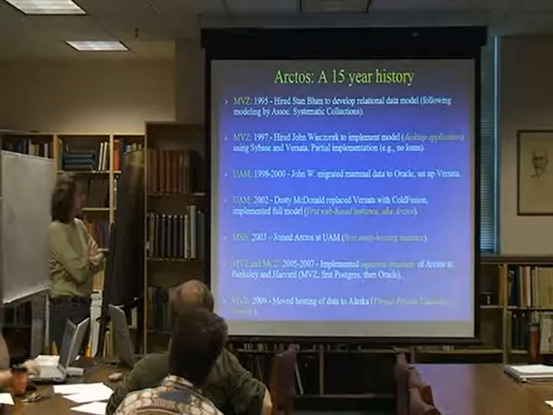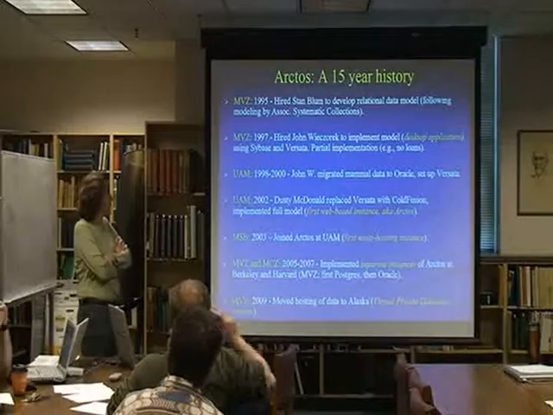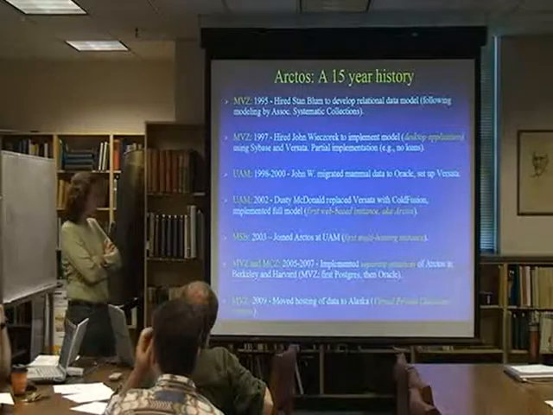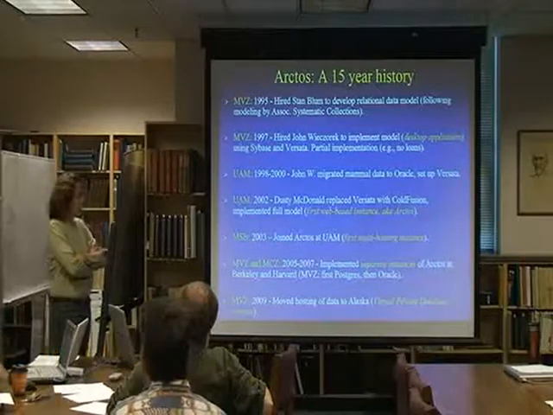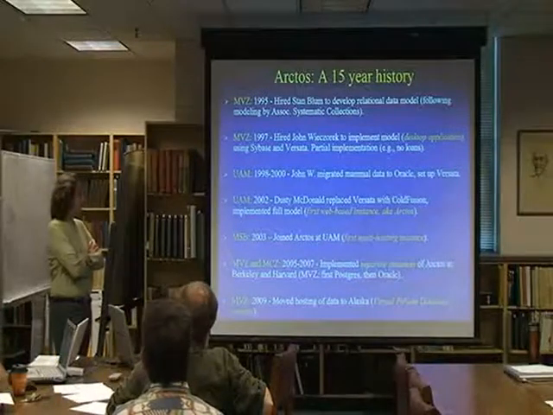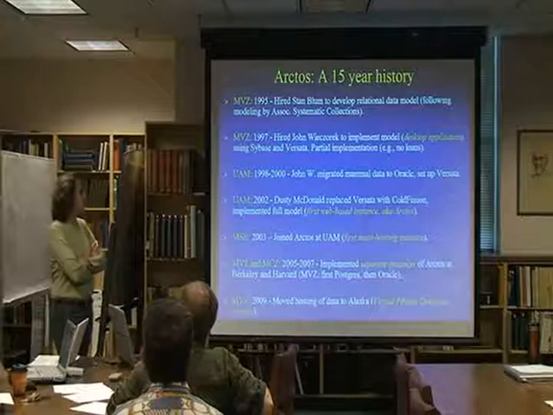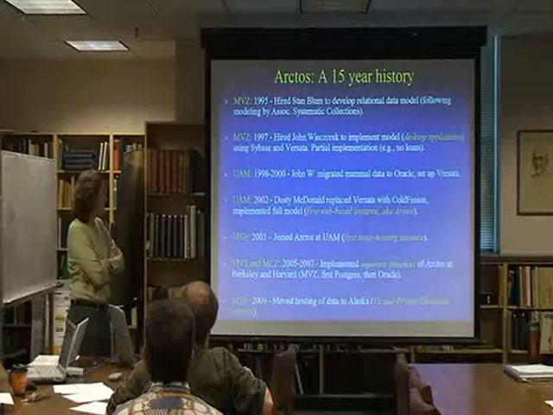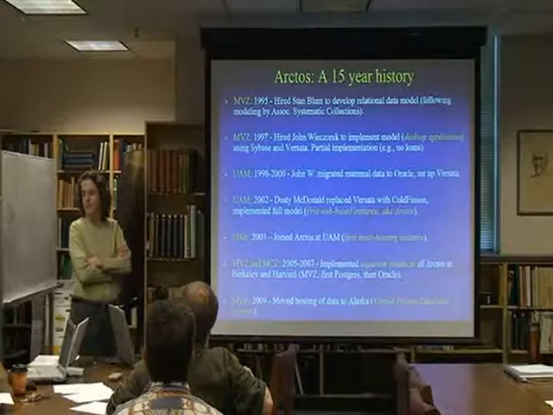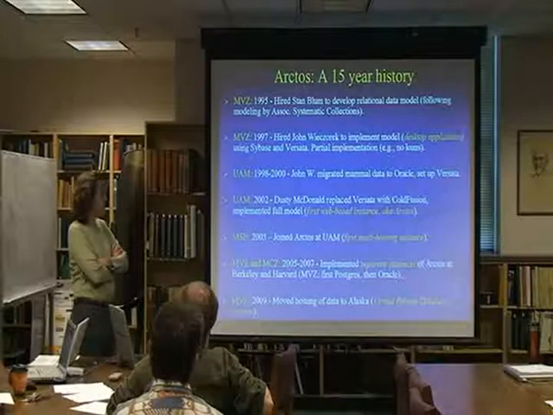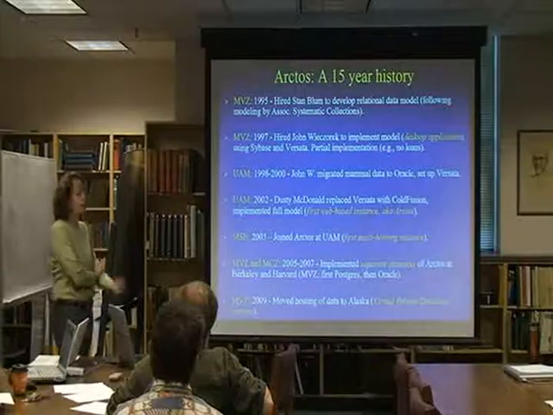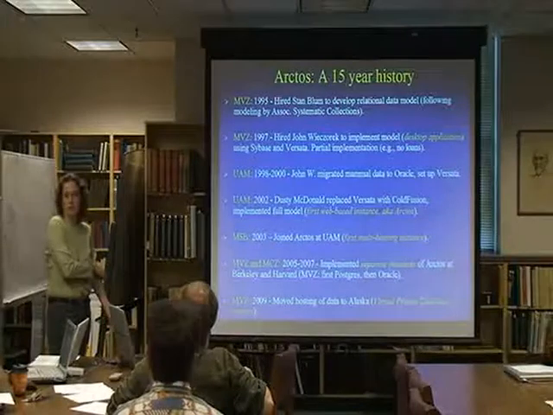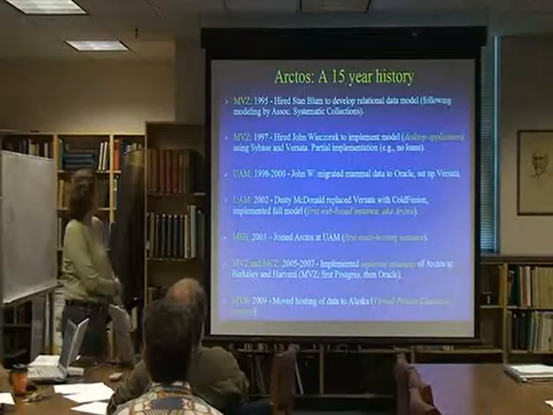Somewhere between 1998 and 2000, the University of Alaska brought John up there to help them migrate their mammal data to Oracle and get them set up using Versata. And in 2002, they hired Dusty, who quickly decided that Versata was not a good application to use, and replaced Versata with Cold Fusion and implemented the full data model. So that was the first web-based instance of the full data model, which is what we call Arctos now.